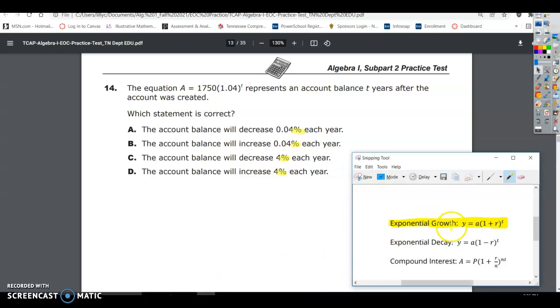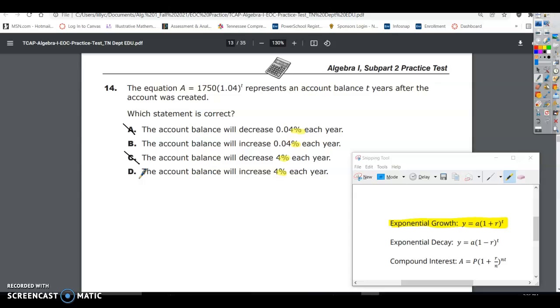So the formula, exponential growth, is 1 plus r raised to the t power. So it's exponential growth because this number is greater than 1. So we know that it is growing. So we can go ahead and eliminate the two values that say decrease, so the account balance will go down. That's an exponential decay, so it would actually be less than 1. It's not going to be either of those two. So we have to figure out, is it B or D?